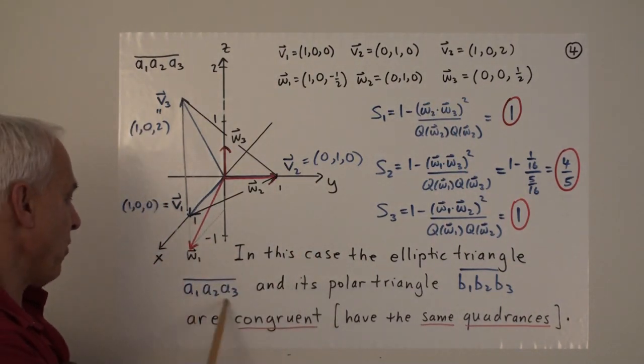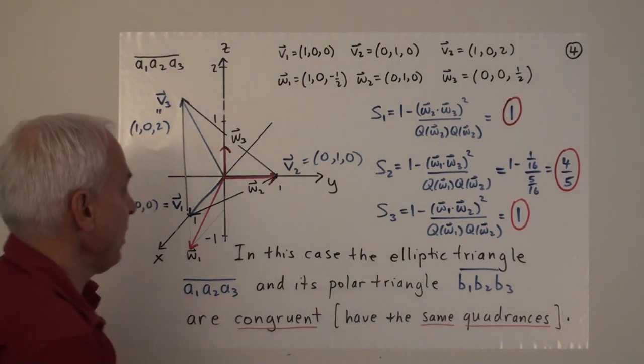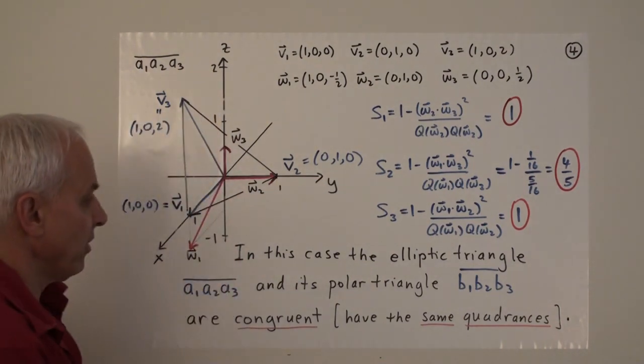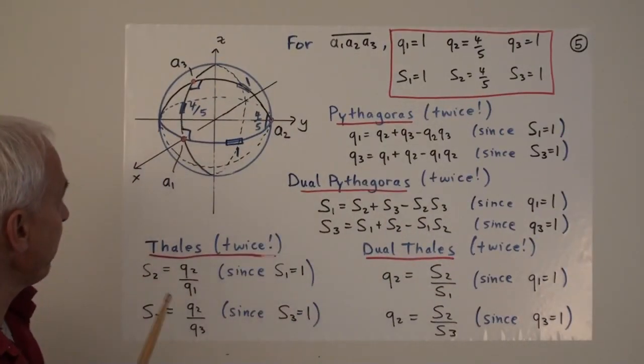The elliptic triangle A1, A2, A3 that we started with, and its polar triangle B1, B2, B3, which are the lines determined by these W directions, are congruent. They have the same quadrances. Okay, so that is the picture that emerges.